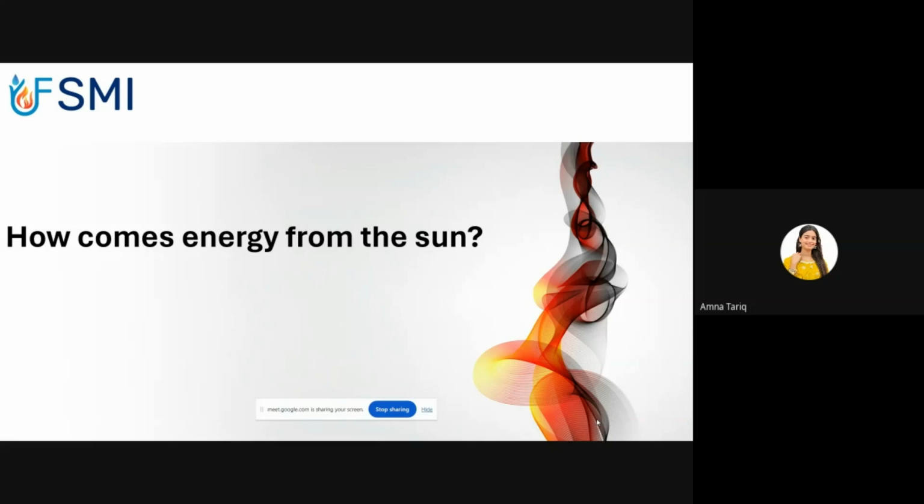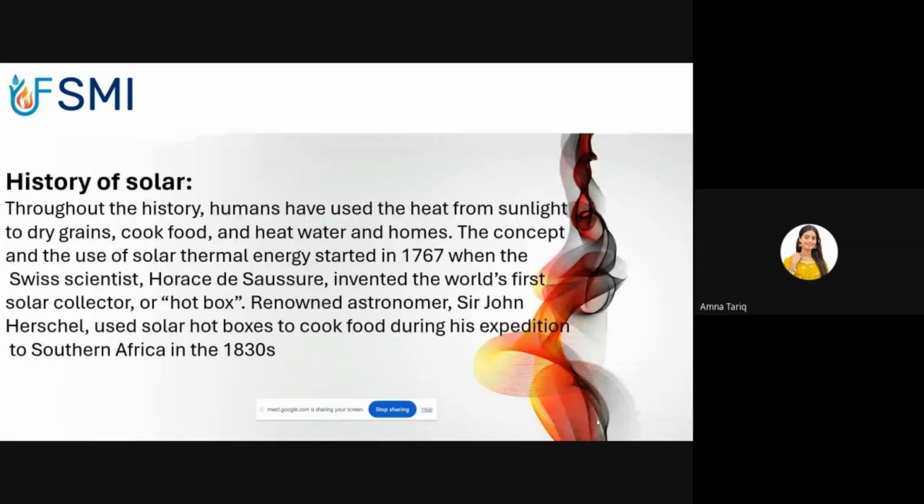Next is the history of the solar cell. Throughout history, humans have used the heat from sunlight to dry grains, cook food, and heat water and homes. The concept and use of solar thermal energy started in 1767 when the Swiss scientist Horace de Saussure invented the world's first solar collector, or hot box.